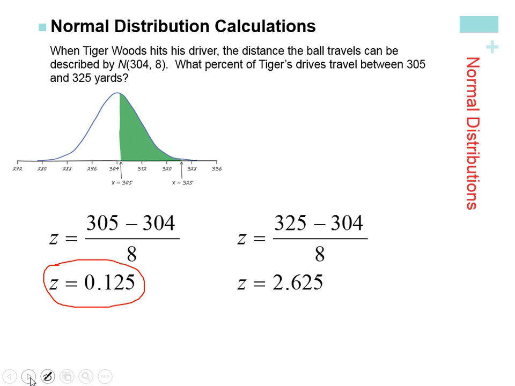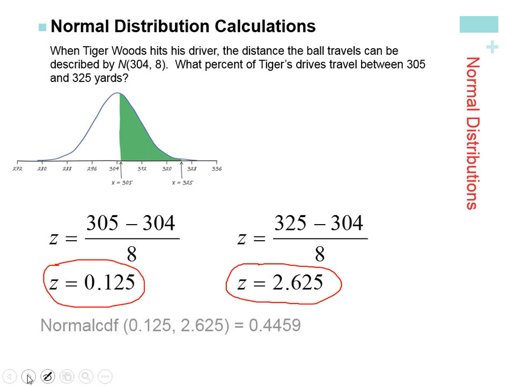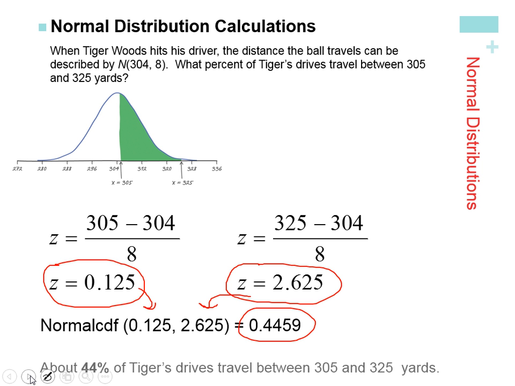So that'll be 325 minus 304 divided by 8. And when I do that, I get 2.625. So what I want to know is, what's the normal CDF from 0.125 to 2.625? And when I do that, I get 0.4459, which means, conclusion-wise, that about 45% of his drives are going to travel between 305 and 325 yards.